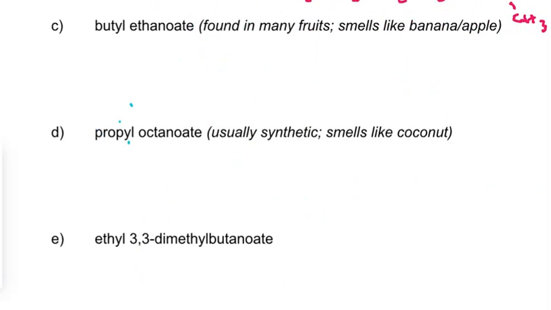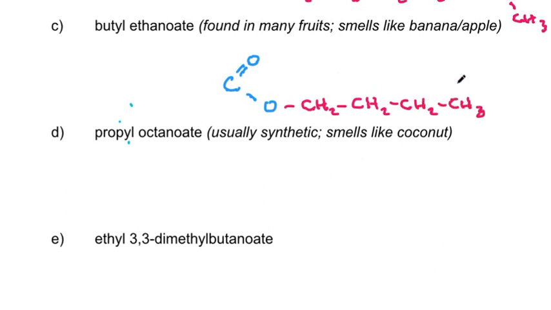Okay, butyl ethanoate. I see oate, so I know that... Oh wait, this is an ester. Ha ha ha. Okay, on the single bond we put a butyl group. Butane has 4 carbons, so 1, 2, 3, 4. And on the double bond side, we put ethanoate. Ethane is 2 carbons, so there. And then as much hydrogen as we can fit in. So that's a CH3, and this one has no room for hydrogen.